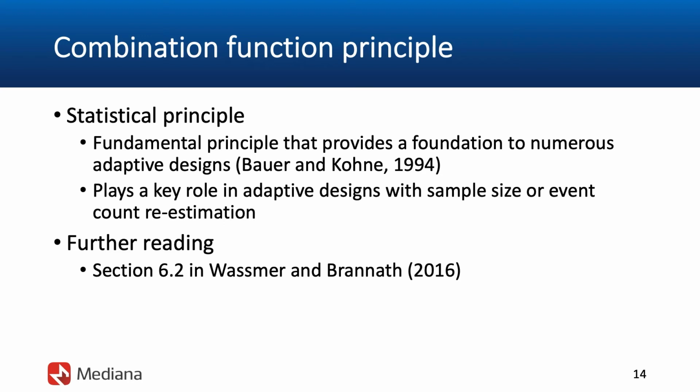The type 1 error rate would be inflated, and as we discussed a few minutes ago in this module, general scientific and regulatory principles require that appropriate statistical methods be applied to guarantee alpha control in confirmatory clinical trials. That's exactly where the combination function principle comes in. It is the most popular statistical method that guarantees alpha control in adaptive trials with sample size re-estimation.